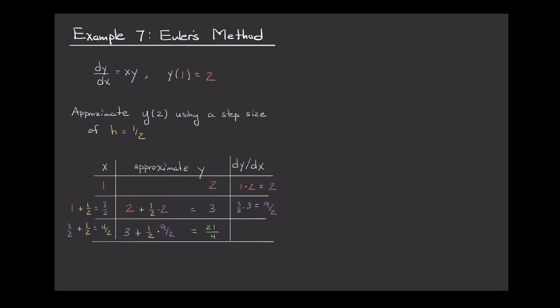Graphically, this looks like this. Where we started at the point 1, 2, we followed the slope of 2 up to we got to the point 3/2, 3. Then we followed the slope 9/2, because that was from this step here, up to the point 2 and 21/4. The approximate value of y of 2 is this y value that we reached here, because x is 2 and we approximated y to be 21/4.